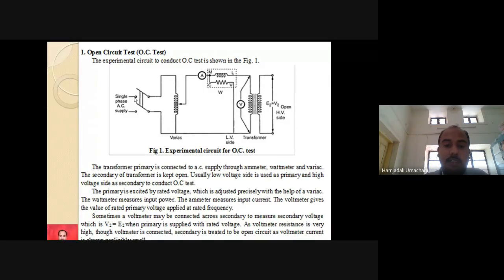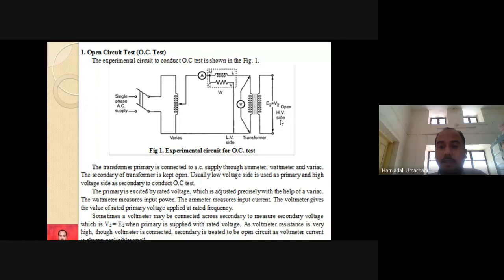Now let us see the connection flow here. Single phase supply is connected to a fuse or switch, then it is given to the auto transformer. From the auto transformer there is one ammeter, followed by one wattmeter, then that is connected to the single phase transformer. Across that you need to connect the voltmeter, and the secondary side should be open, and that open secondary side should be the high voltage winding. High voltage winding. Is it clear, all of you?